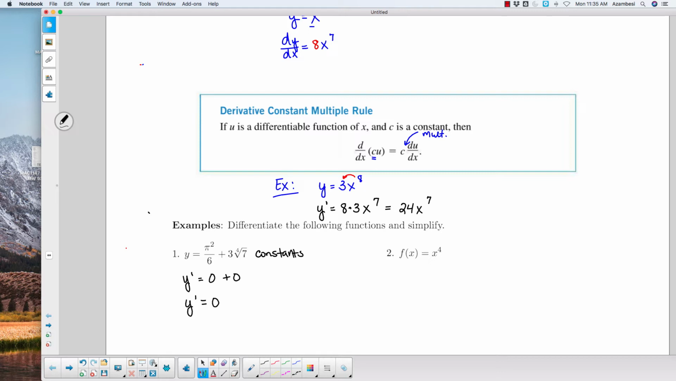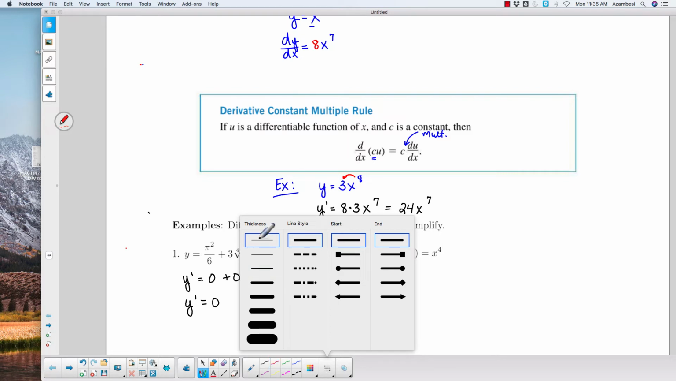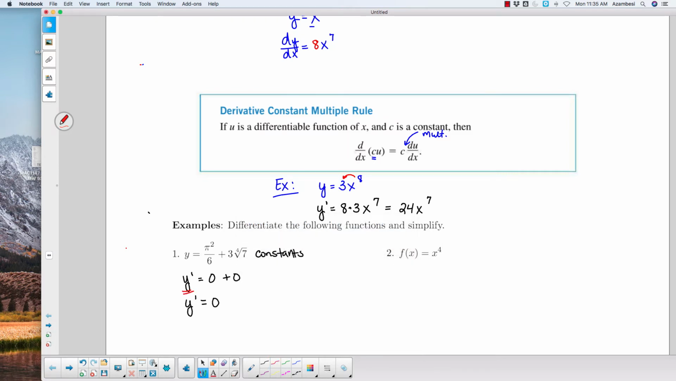Now, one thing I want to note is you notice that I changed from y to y prime. When you are going through and writing your derivatives, it's not appropriate to just say that this is equal to 0 plus 0, because it's not. The derivative of that function is equal to 0 plus 0, but the function itself isn't. So make sure that you notate the derivative somewhere along the line.